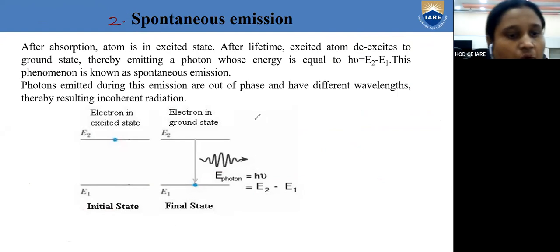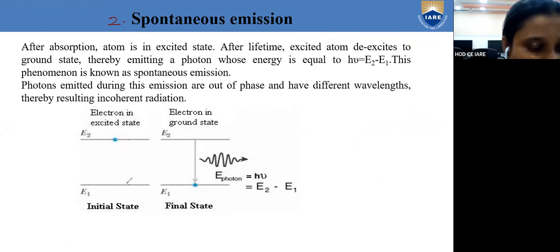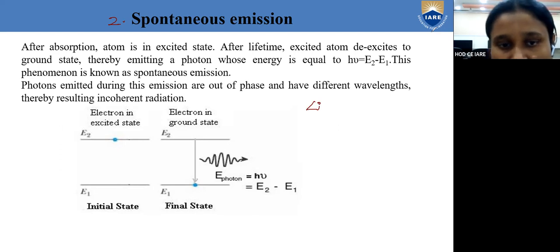Now again look at this figure. Look at those figures and try to understand what spontaneous emission is. Now this is the initial state, this is the final state. But before this, you people should know one more definition. The definition is lifetime. All of you note down this definition in your books.